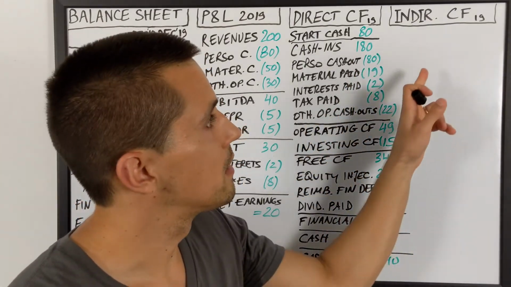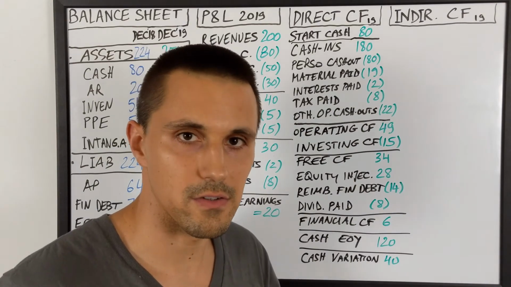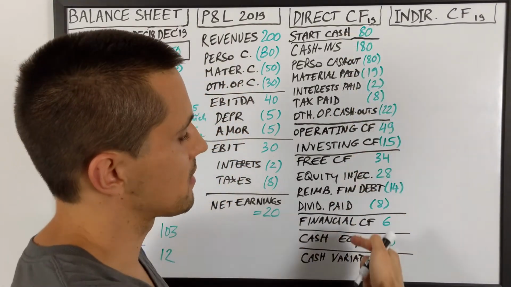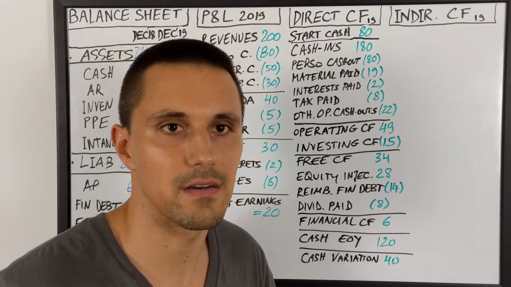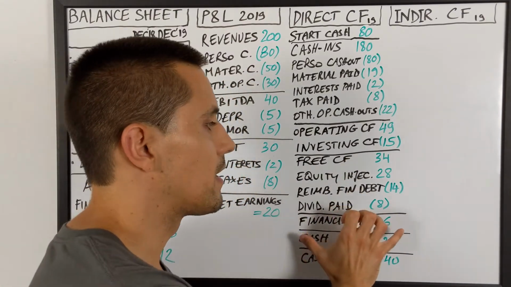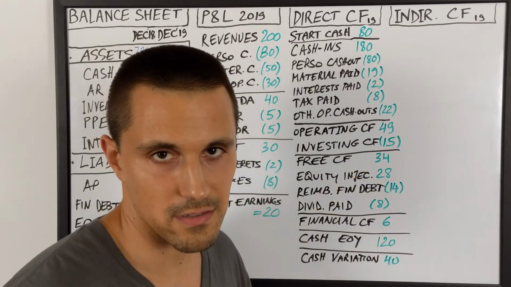The indirect cash flow is the one you will also see in financial reports usually, because the direct cash flow is something that is kept kind of secret inside the company because it's more useful for inside use than for the investor.